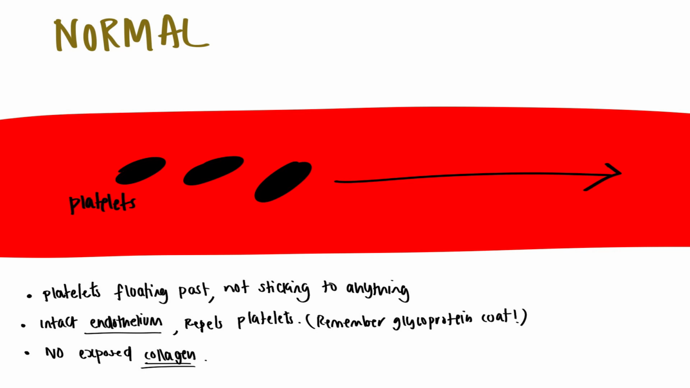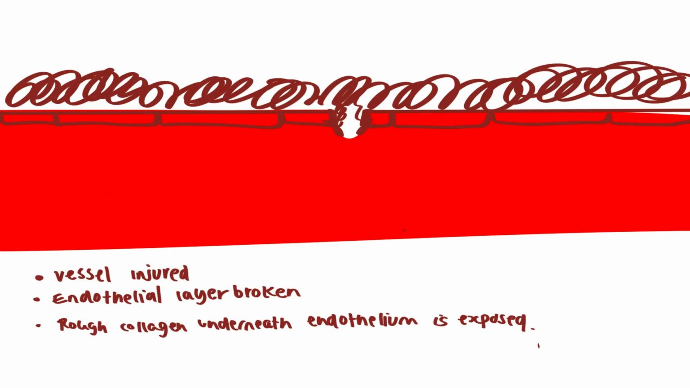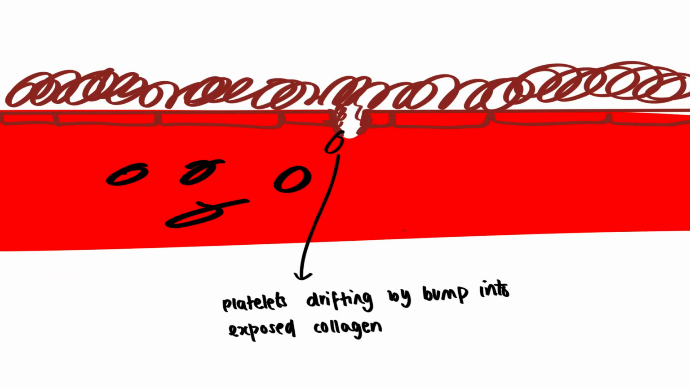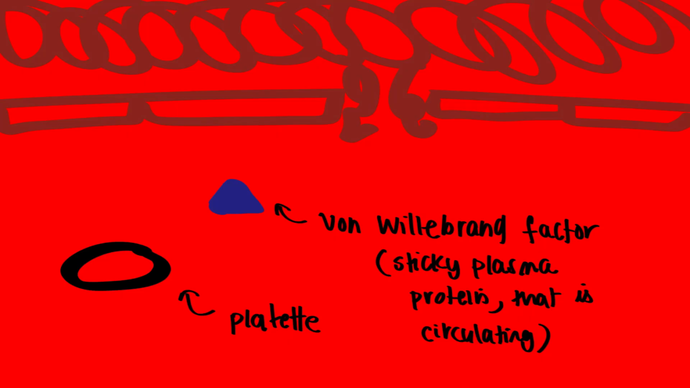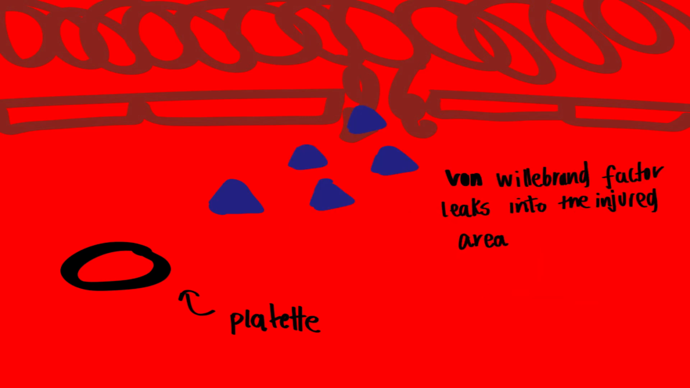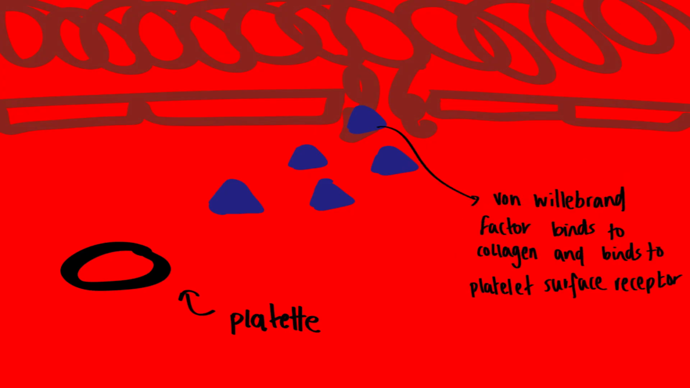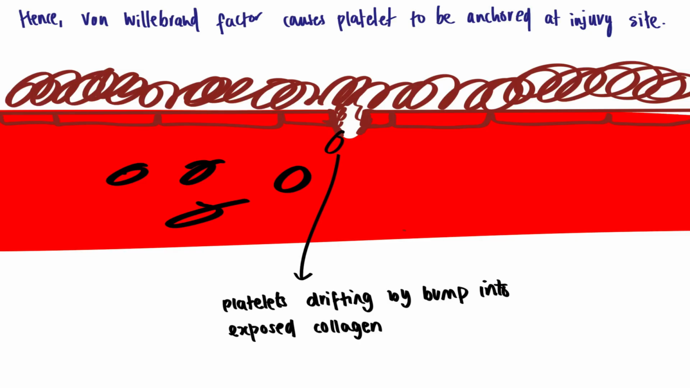In a normal vessel, platelets circulate freely and do not stick to the vessel wall. This is because the endothelium is intact and collagen is not exposed. When a vessel is damaged, the endothelial layer breaks, exposing collagen underneath. Platelets cannot bind directly to collagen. They need help, and this is where von Willebrand factor comes in. Von Willebrand factor is a sticky plasma protein that binds to exposed collagen and simultaneously binds to platelet surface receptors. You can think of it like double-sided tape. One side sticks to collagen, the other to platelets. This anchors platelets to the injury site.